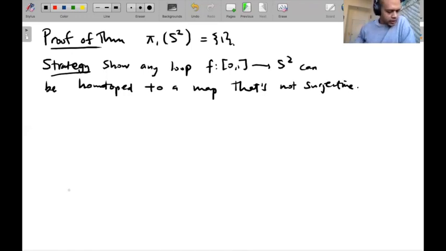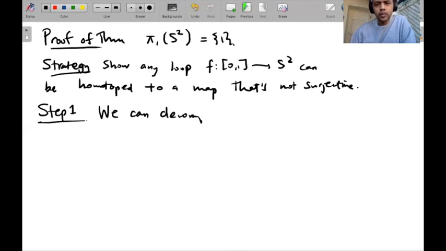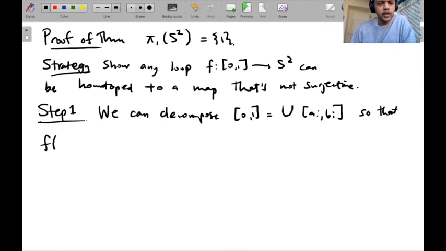Okay, so let's do this in several steps. So the first step is to show the following statement. So we can decompose the closed interval into a union of subintervals that meet just along their endpoints, with the property that the image of each of these subintervals is contained in some hemisphere.